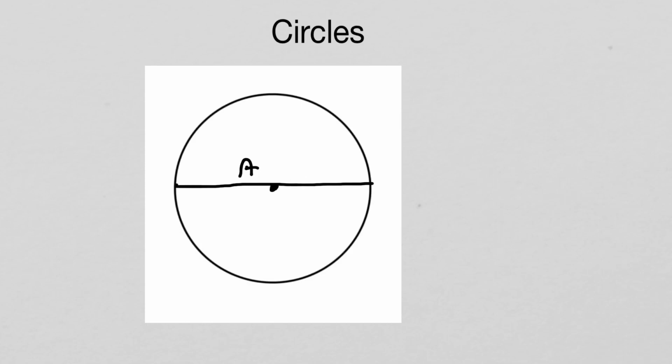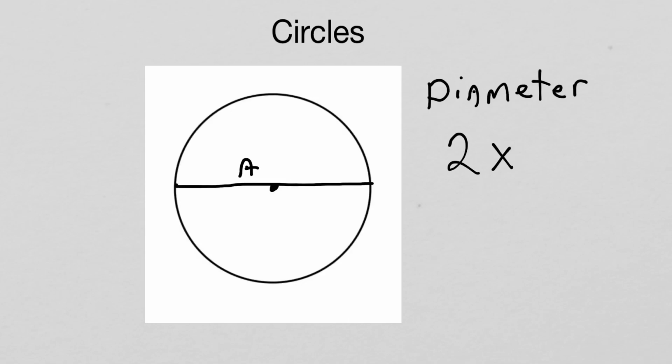A line that goes through the center of a circle and goes all the way to the other side is called a diameter. So just by convention, a diameter is 2 times as long as the radius.